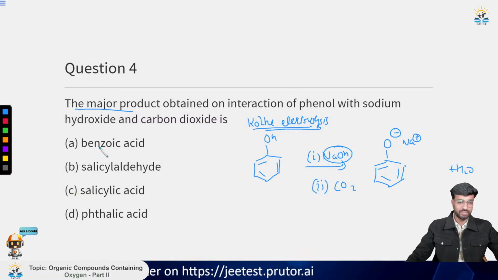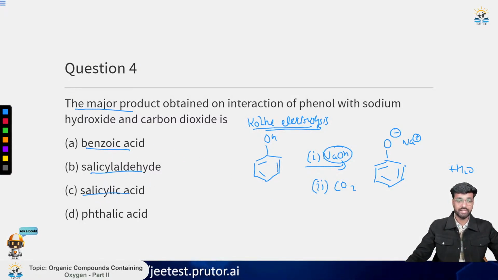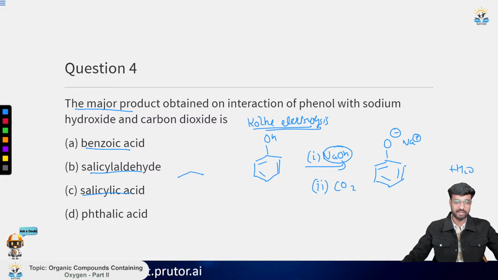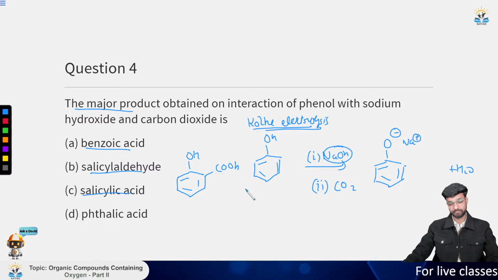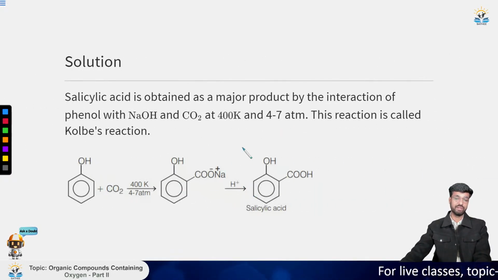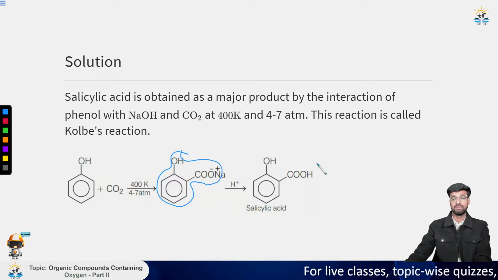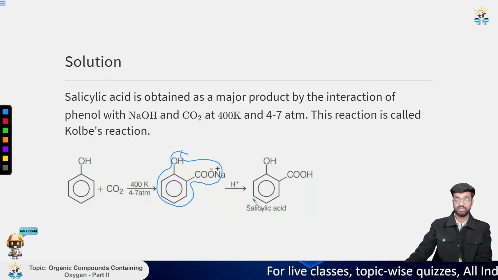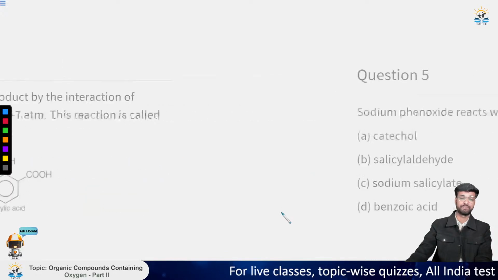So if you look at the options, we have benzoic acid, so it is not the answer. Salicylaldehyde, no. Salicylic acid. So salicylic acid is like this. Those who do not know, this is the structure of salicylic acid. So the same thing is written here also. So at last we do the protonation to give our final product, salicylic acid.